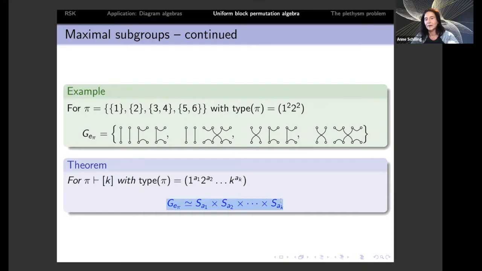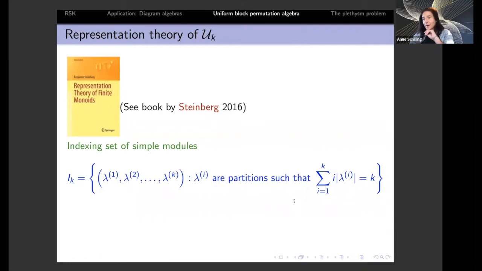the maximal subgroups of the uniform block permutation algebra are actually tensor products of just symmetric groups. And there's a whole theory of the representation theory of monoids. So a very good reference for this is a book by Steinberg. And if you study this book, you will learn that if you know what the maximal subgroups are, then you also know what the indexing set is for your simple modules. Namely, the indexing set will just be the tuple of indexing sets for your maximal subgroup.